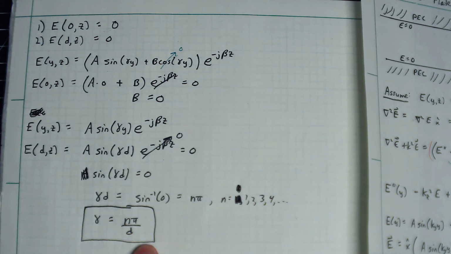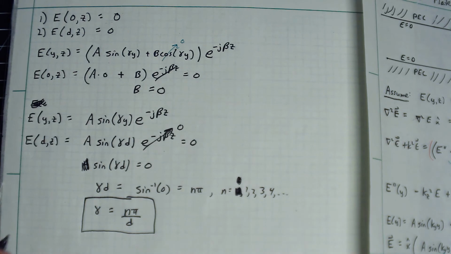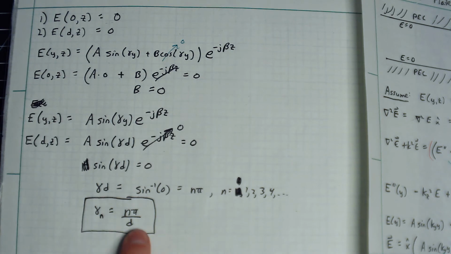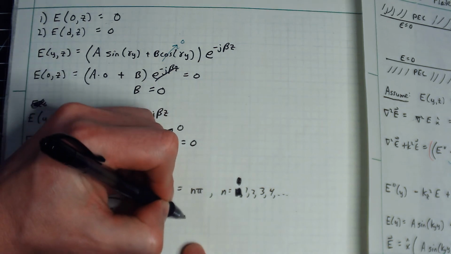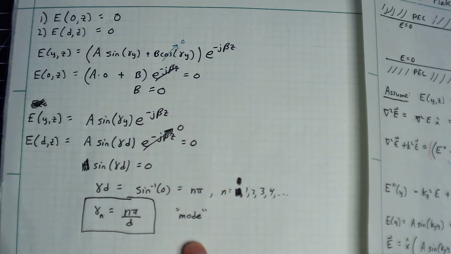And because this is an infinite set of possible solutions, I'm going to add a little subscript n here. Any value of this gamma here that satisfies this condition will be an allowed solution to this entire differential equation and satisfy my parallel plate waveguide. So each of those solutions, they are called modes. And we'll see a little bit more of that in a second.